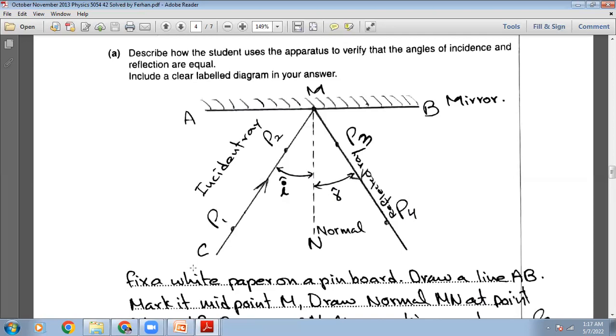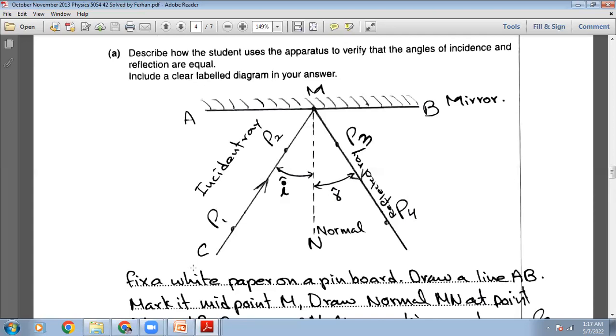Then mark the position of pin 4 and pin 3 on the paper, and then remove everything. Join P4 and P3 with M, and then with the help of the protractor, measure the angle of incidence, which will be between the normal and the incident ray, and measure the angle of reflection, which will be between the reflected ray and the normal. And you will observe they will be equal.